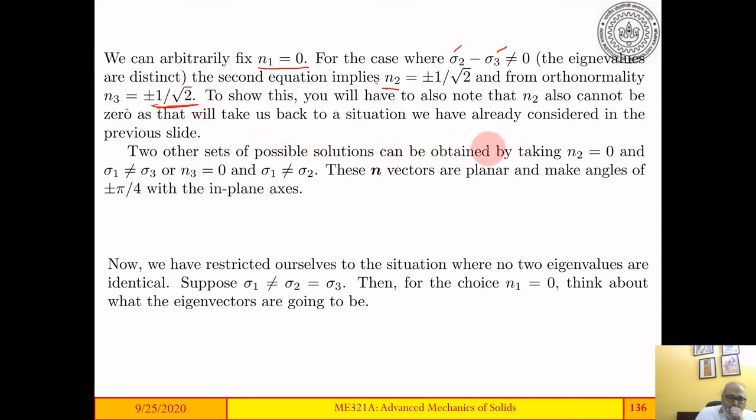Obviously, other two sets are possible. We can take n2 equal to 0 and n3 equal to 0 also.